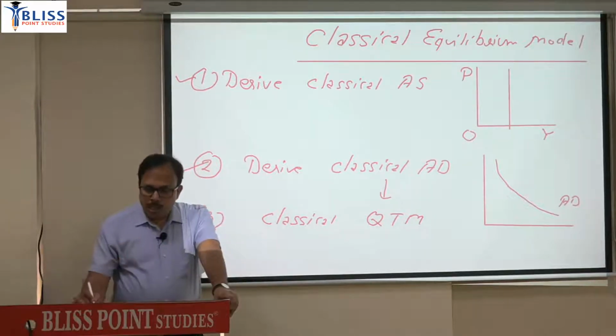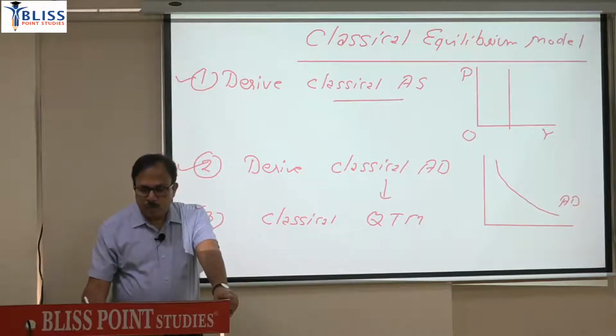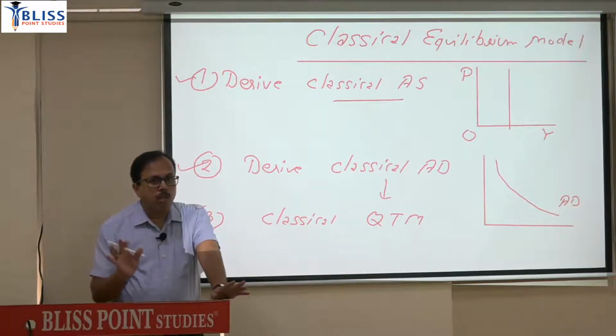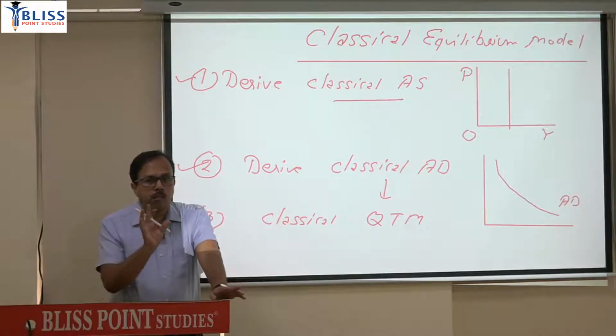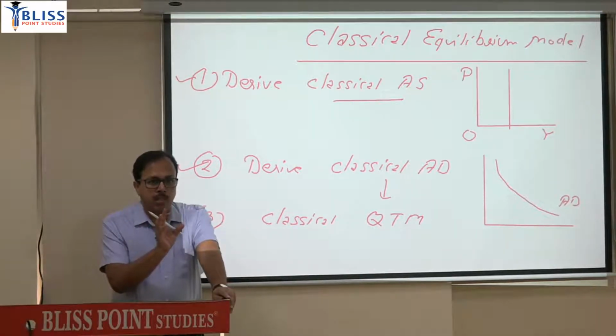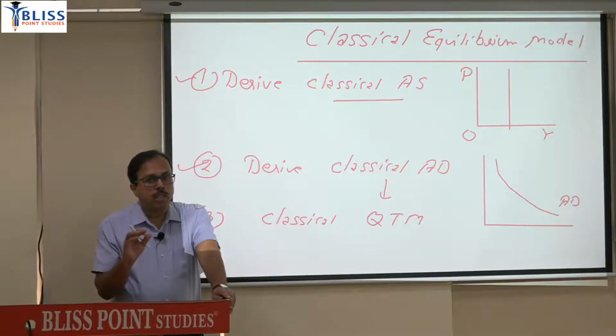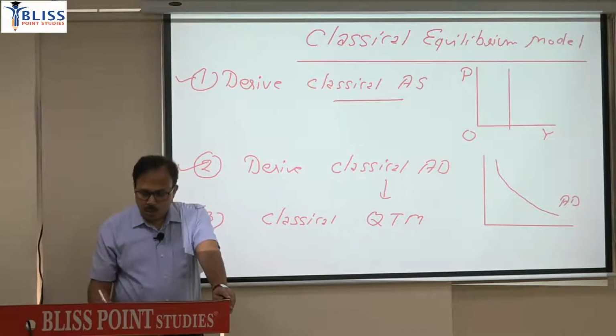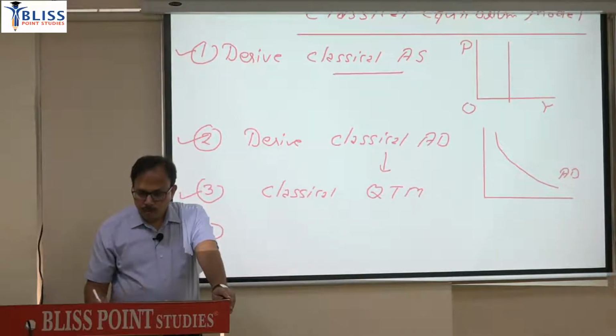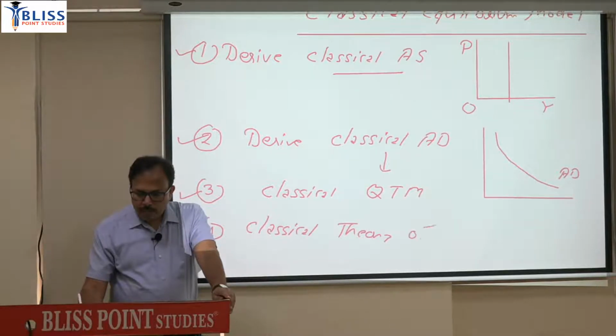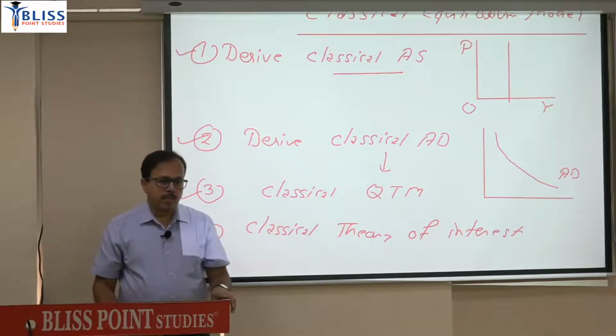So one tool is basically classical aggregate supply curve. Second tool will be classical AD. You are studying the model, so to study the model there are different tools. One tool is classical AS. Second tool is classical AD. Third tool in the classical is classical theory of rate of interest. So you can mark the fourth topic as classical theory of interest.